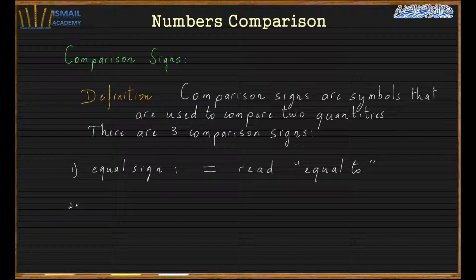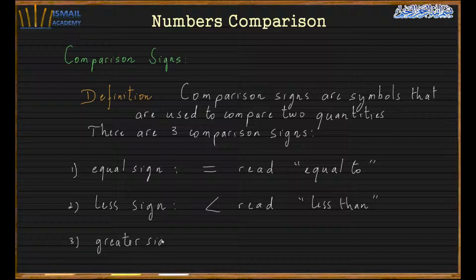The second one is called the less sign, and it has an opening to the right, so it's read "less than." And the third one is the greater sign. This one is opening to the left, and it's read "greater than."